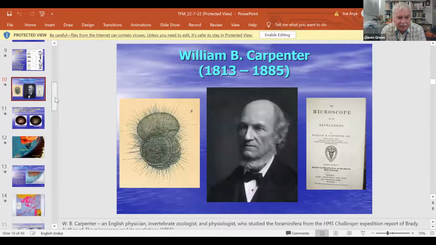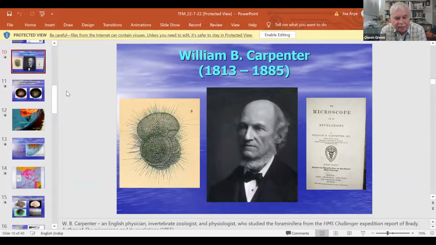I just want to introduce you to this gentleman, William Carpenter. William Carpenter wrote this superb book called The Microscope and Its Revelations, and he also illustrated some of the foraminifera. If we go on to the next slide, please.